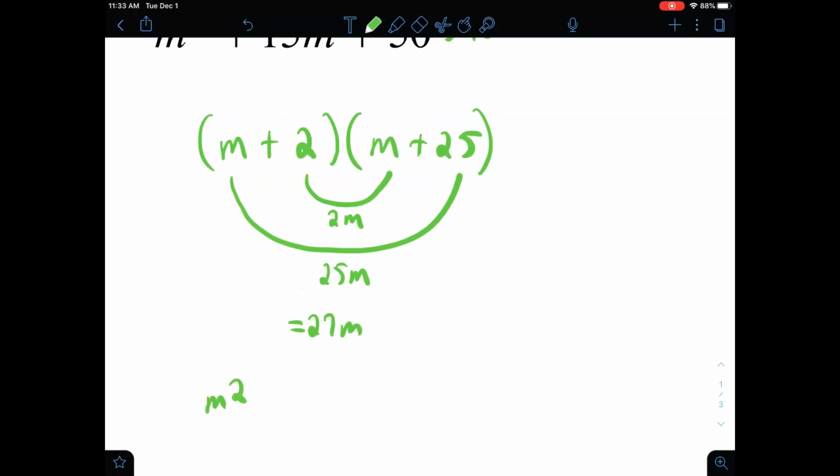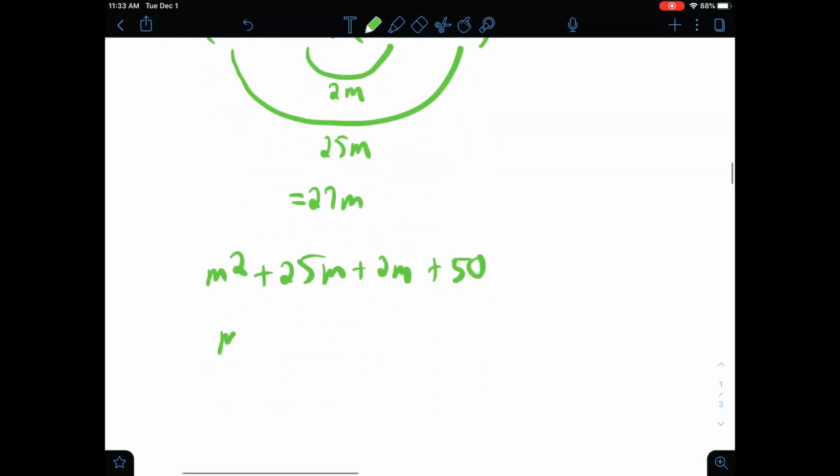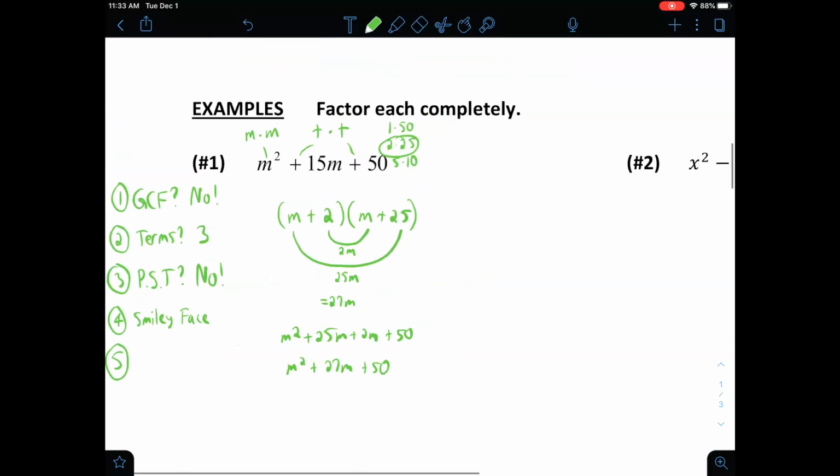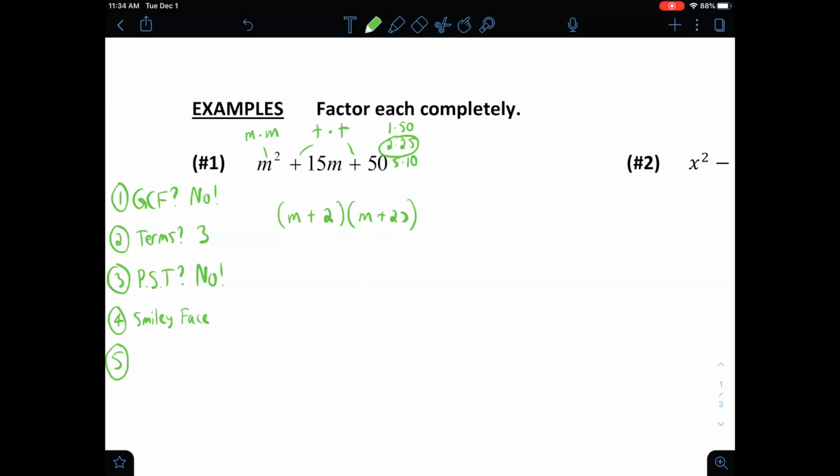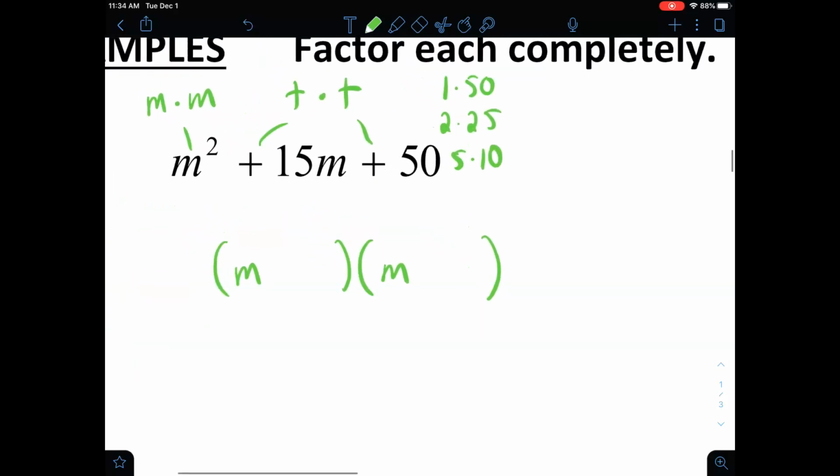If you were to FOIL this, you would get m squared, m times m, plus 25m, plus 2m, plus 50, right? And that would give you m squared plus 27m plus 50. So you see what we're doing here? We're trying to figure out what's going to make the FOIL work. We have 15m here, but we got 27m when we plugged in the wrong numbers into the wrong spot. Okay? So let's go back. We're going to have to be strategic about our guessing. This is kind of a guess and check method. So instead of 2 and 25, we need to add up to 15.